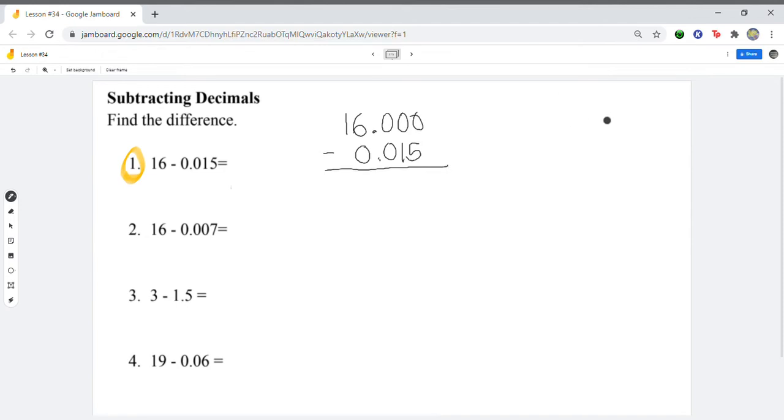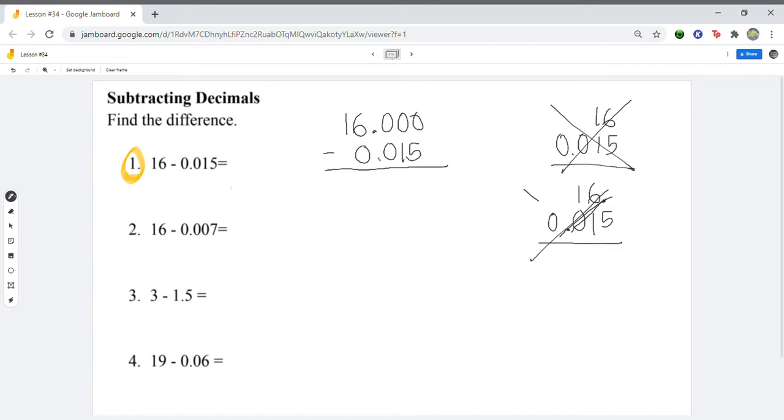This is an incorrect way of placing subtraction. If you do this, you will get the wrong answer. You cannot do this either. This is not allowed as well. The reason why is because the decimal point is over here for 16, and the decimal point is here for 0.015. They're not on top of each other. They're diagonal. It has to be on top of each other like this.